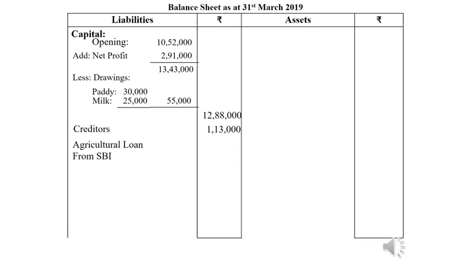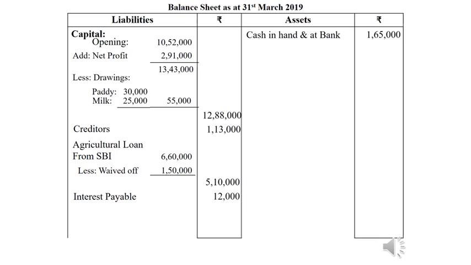Loan from SBI. So there is a waiver, therefore adjustment is there. 6,60,000 is the loan taken amount. Then from that, the amount waived off, 1,50,000, record it on the outside. Still payable 5,10,000. Loan from SBI, the farmer has to pay liability 5,10,000. Then interest payable as given in the adjustment, it will find place on two sides, therefore interest payable 12,000.